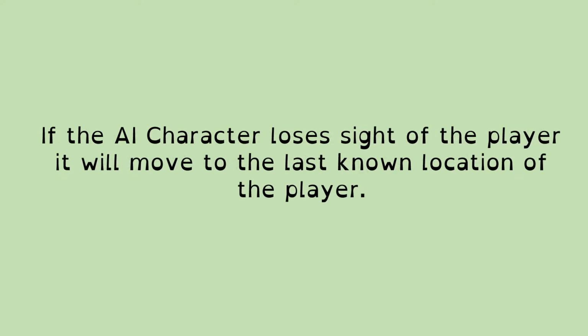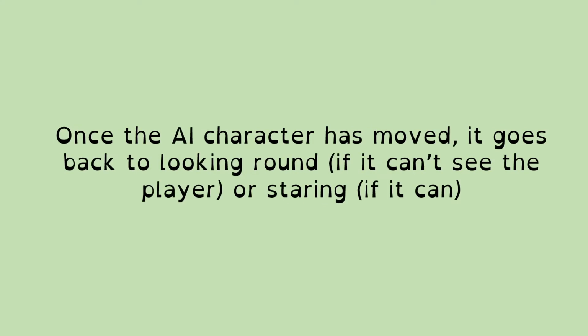Once the AI character has had sight of the player, if they then lose sight of the player, say if the player goes around a corner, the AI character will move to the last known location of the player. So it'll go to where it last saw the player. Once it gets there, it goes back to looking around if it can't see the player, or if it does catch sight of the player, it'll revert to the staring. So that starts the cycle once again. If it loses sight of the player again, then it will again move to the last known location of the player. So where have we got up to?